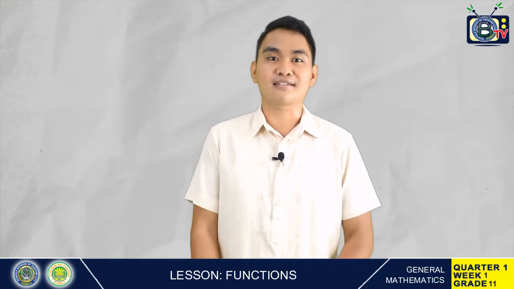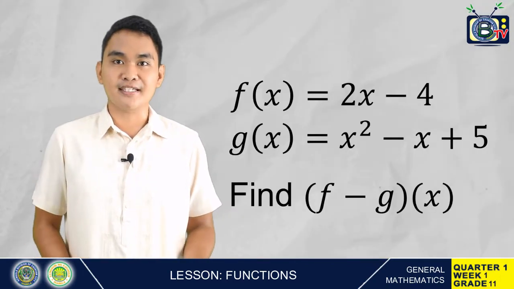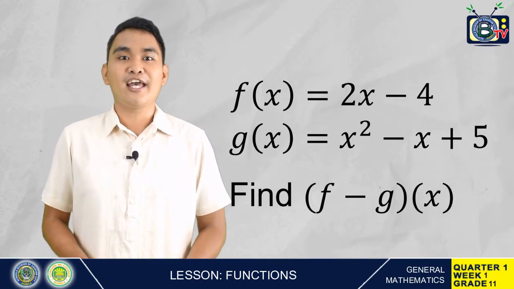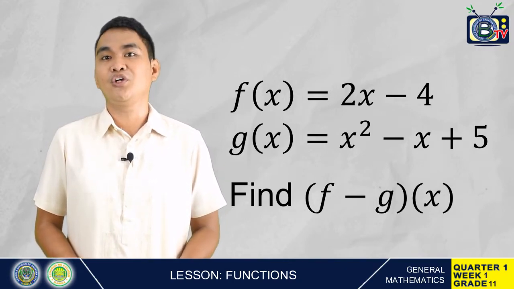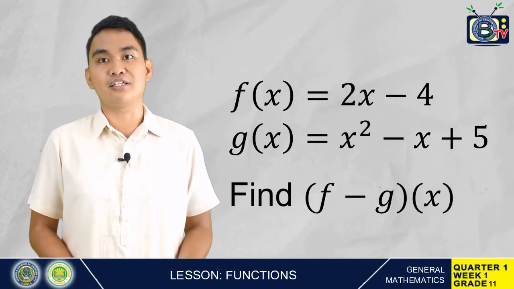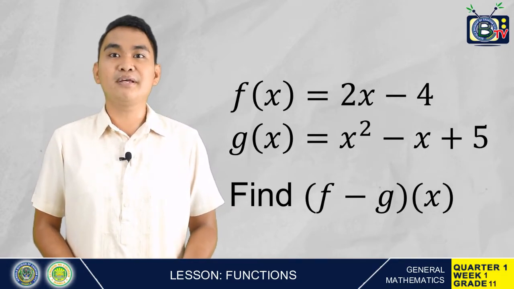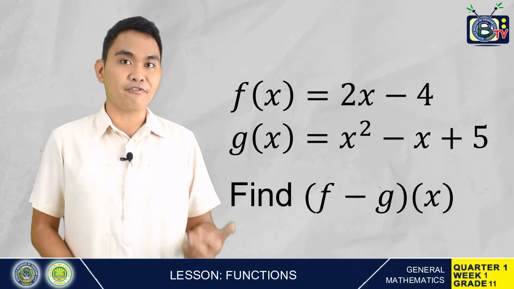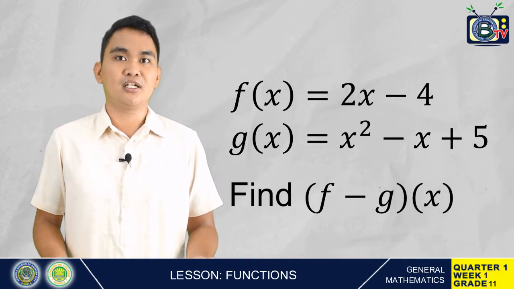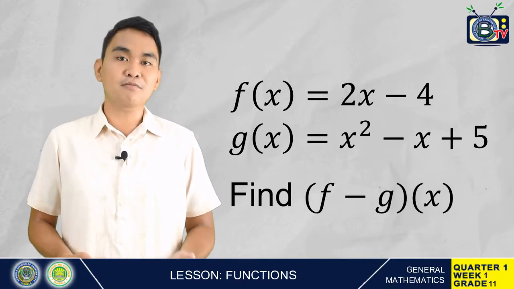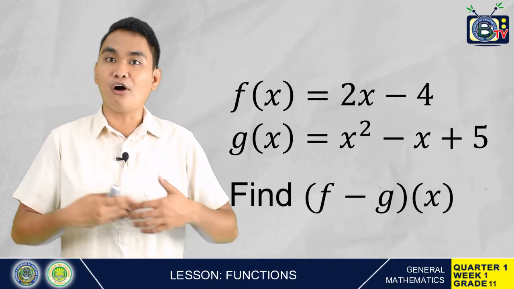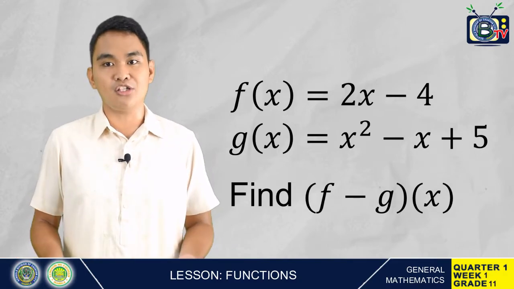For our second example, we have f of x is equal to 2x minus 4 and g of x is equal to x squared minus x plus 5. We are going to find f minus g of x. This means that we are going to subtract g of x from f of x. Note that g of x should be the subtrahend. By rules of subtraction, we need to change the sign of all the subtrahend and proceed to addition.